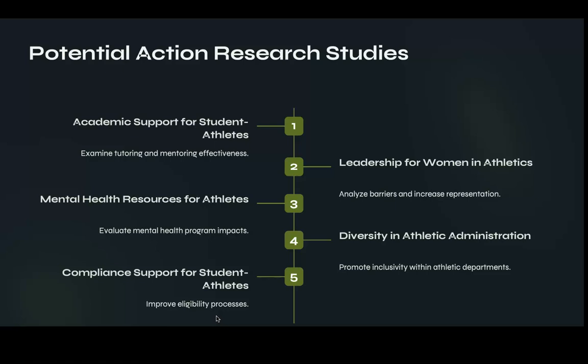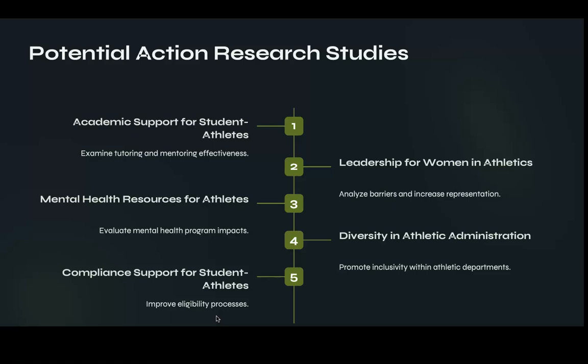The different action research studies that I would specifically write on would be one, improving academic support for student athletes, examining the effectiveness of tutoring and mentor programs to enhance student athlete academic success, enhancing leadership opportunities for women in collegiate athletics, analyzing barriers and implementing strategies to increase women's representation in athletic leadership roles, which is something that resonates very deeply with me. Also, the impact of mental health resources on athletes' performance.